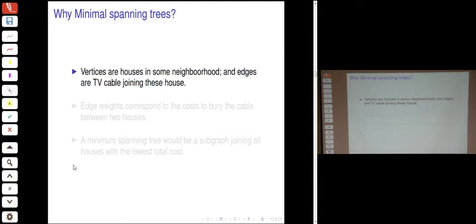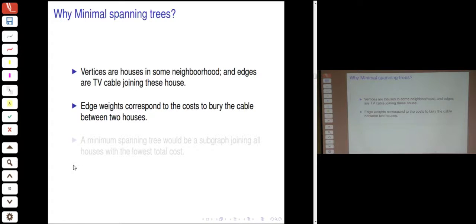So why do we care? Well, because you can have real life examples, right? Engineers care about this. Vertices, you can think of them as houses in some neighborhood, and the edges are TV cables, and nowadays, it's not TV cables, it's optic fibers or something. So there's something connecting between the houses, and you want to minimize them, and you don't want to miss any house. So you better have a minimum spanning tree, right?